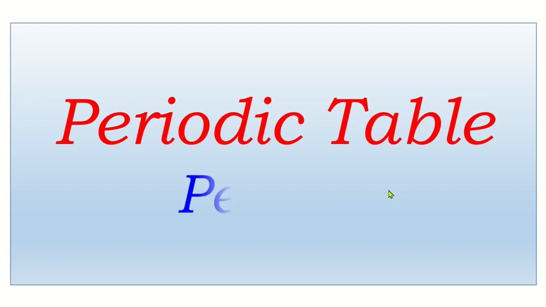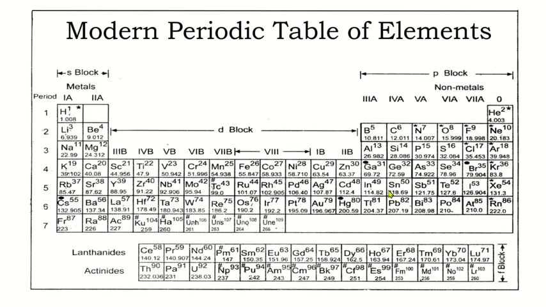Let's talk about the periods of the periodic table. Now this is the modern periodic table. We are concerned with the periods of the periodic table. Today's focus is on periods. Now how many periods do we have in our periodic table? Look at this: first period, second period, third period, fourth, fifth, sixth and seventh period.